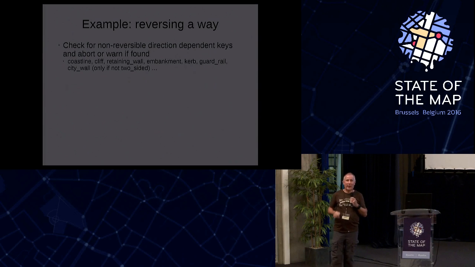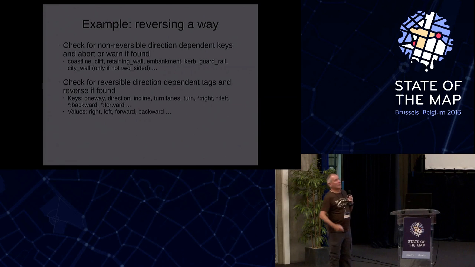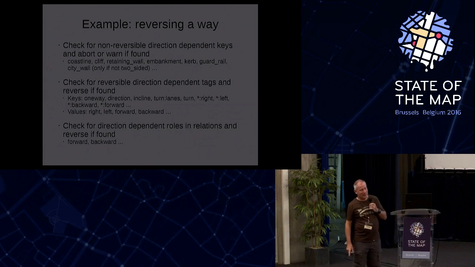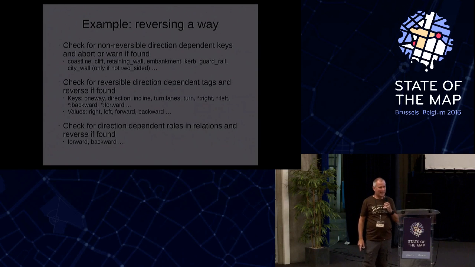City walls have a high and a low side. And if you simply reverse the way, you're changing the high and the low side. If you have reversible tags, you have to check for all of those and turn them around. And your way might be a member in a route relation. It might have forward-backward tags. Have to change those as well.